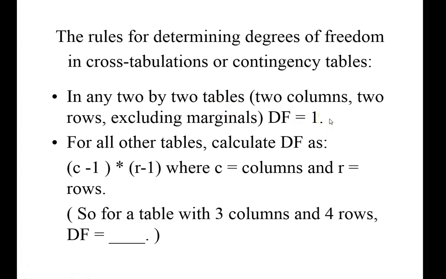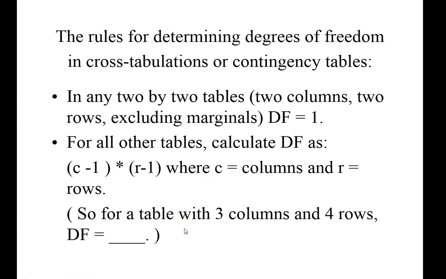This is only important if you had to look up a statistic in a statistical table. So this is why you don't have to know how to calculate this, but it's just nice to know you were told about it. So for all other tables, you calculate your degrees of freedom as C minus 1 times R minus 1, where C is the columns and R is the rows.